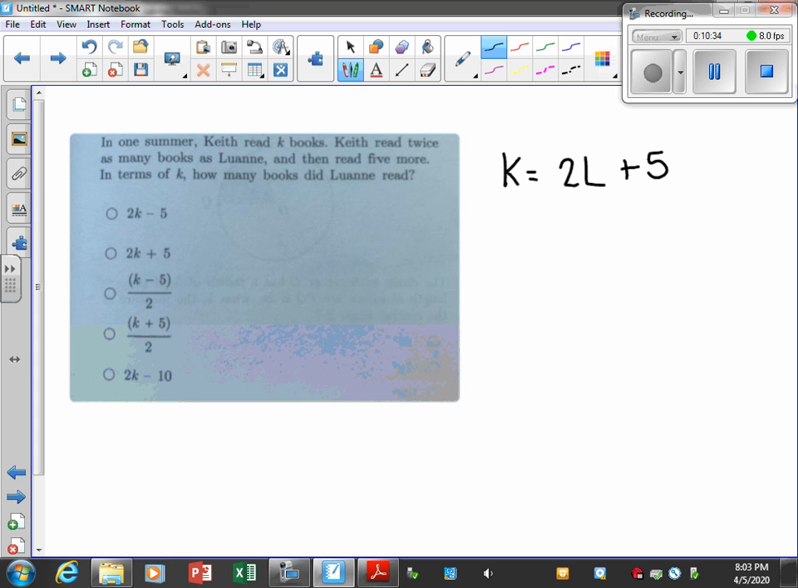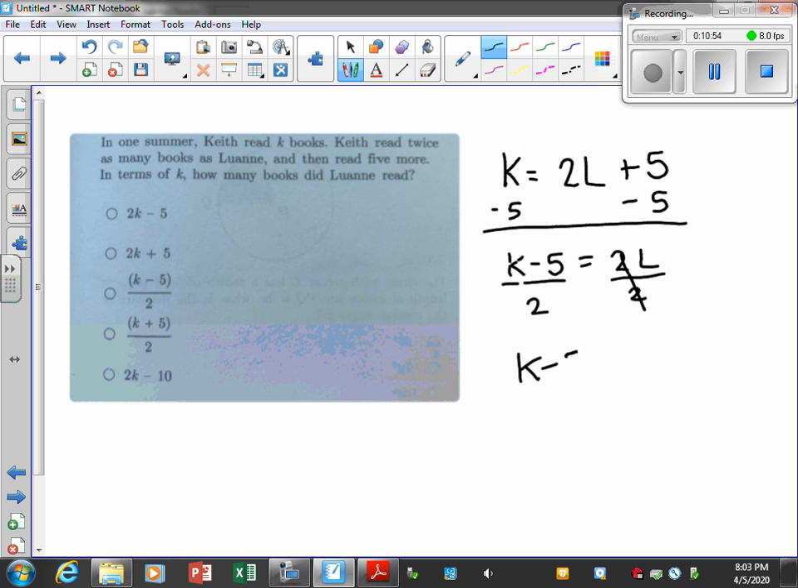How many books did Luann read? So we want to solve for L. That means we need to get L by itself. So subtract 5 from both sides. K minus 5 is equal to 2L. To get L by itself, if they multiply by 2, you divide both sides by 2. So then you're going to get K minus 5 divided by 2, which is this one.